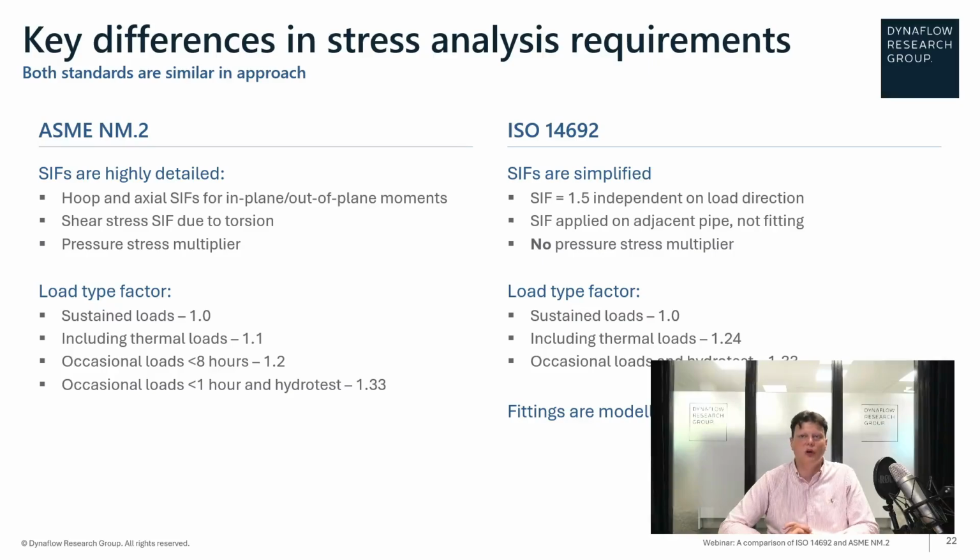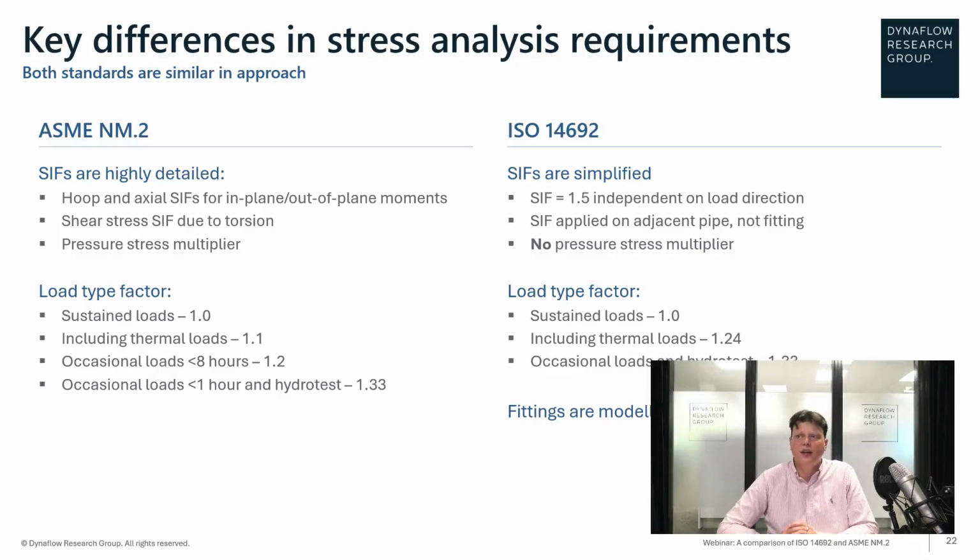One specific difference, however, and it's significant, is that the ASME NM2 has highly detailed SIFs. Previously that was a feature of the ISO, but what we have is a hoop and axial SIF for both in-plane and out-of-plane moments. So that's 4 SIFs, a shear stress SIF due to torsion, and a pressure stress multiplier. So overall, that's 6 stress intensification factors.